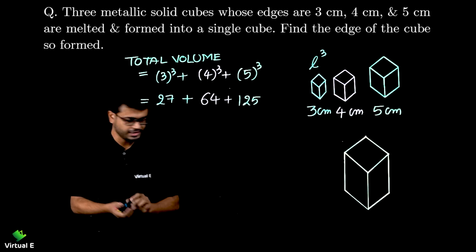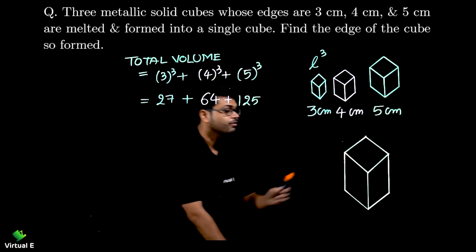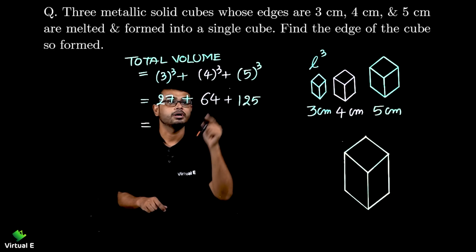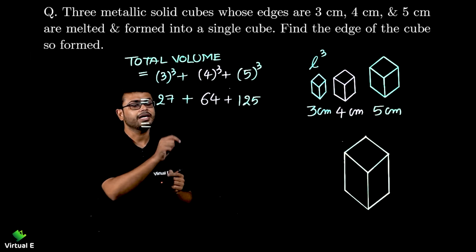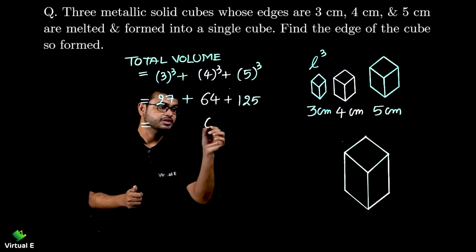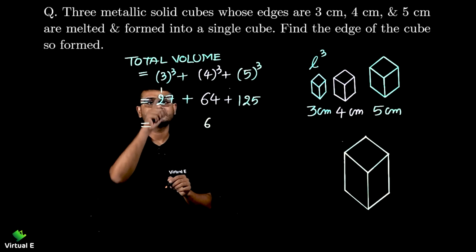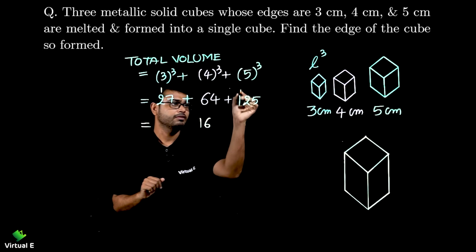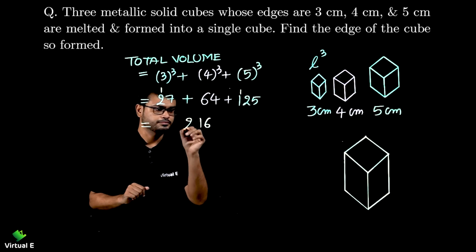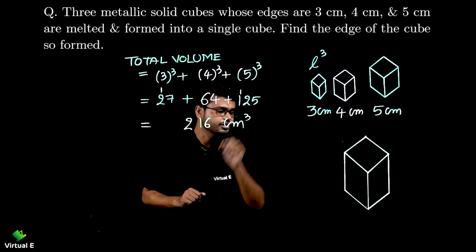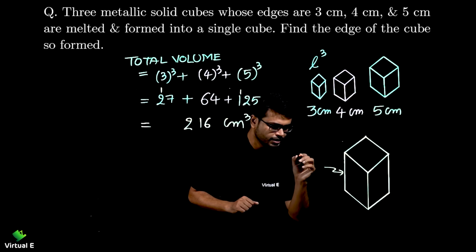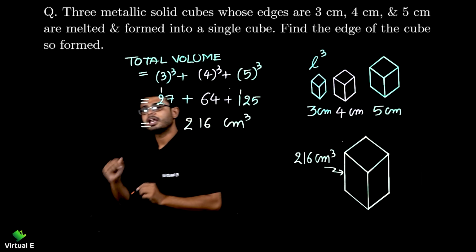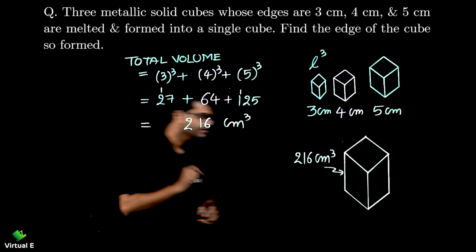Let's do the addition and we'll get the volume of this resultant cube. Let's start with 5 and 4. 5 and 4 will give you 9, 9 and 7 will give you 6 and 1 carryover. So 3 and 6, 9, 9 and 2 what? 11. So 1 carryover, 1 and 1, 2. That's the volume of this cube, 216 centimeter cube.